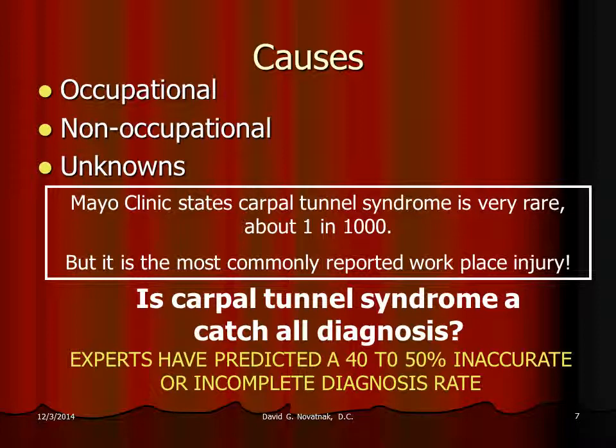One of the most important things about this slide is that the Mayo Clinic states carpal tunnel syndrome is very rare. Out of all the wrist problems they see, only 1 in about 1,000 is carpal tunnel. But carpal tunnel is one of the most commonly reported workplace injuries. Those two facts just don't go together. So we have come to a conclusion that carpal tunnel is a syndrome that is a catch-all diagnosis. Experts have predicted that 40 to 50% of carpal tunnel diagnoses are inaccurate or incomplete.